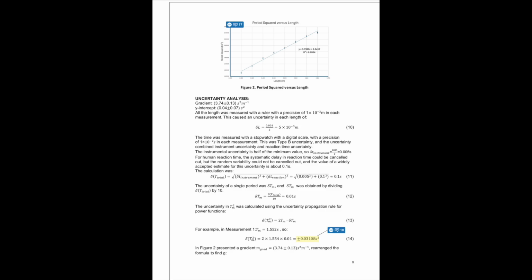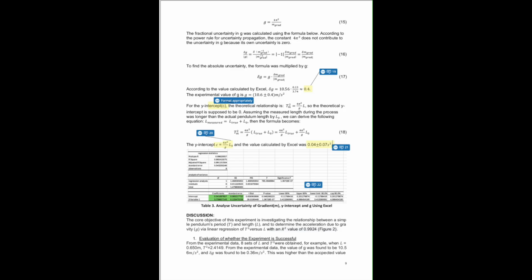Uncertainty analysis. This section is very good. Uncertainty propagation is applied correctly. The final value of g is properly rounded here, 10.6 plus or minus 0.4 meters per second squared. This standard of rounding should appear consistently throughout the report, beginning with the data tables. Some of the calculated sample uncertainties have far too many significant figures.